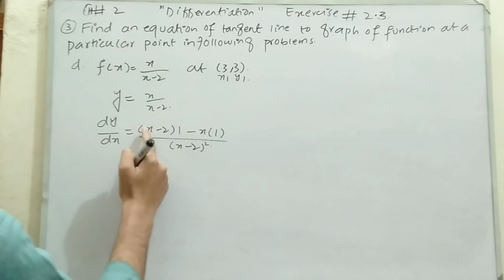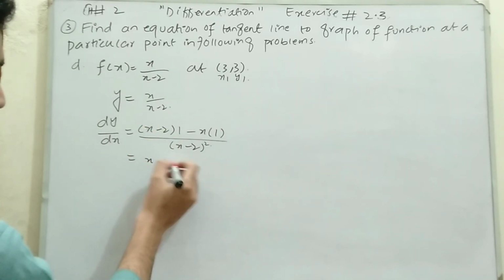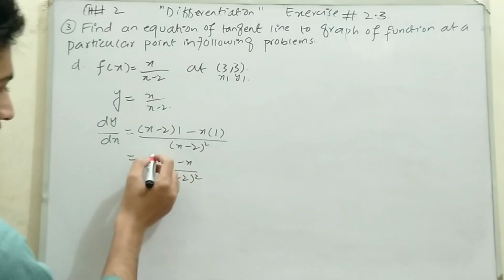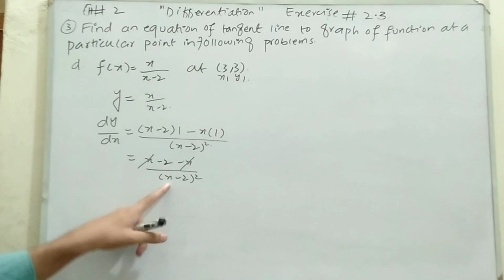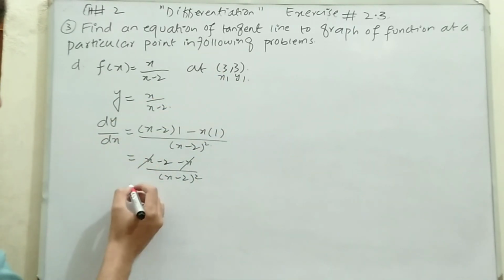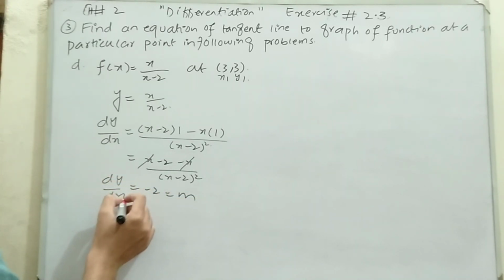So it becomes x minus 2 multiplied by 1 gives us x minus 2, and minus x, divided by x minus 2 whole square. X is cancelled out with negative x, so putting the value of x, which is 3, 3 minus 2 gives us 1, and 1 square gives us 1. So we are just left with minus 2. This is equal to the slope, which is dy by dx.